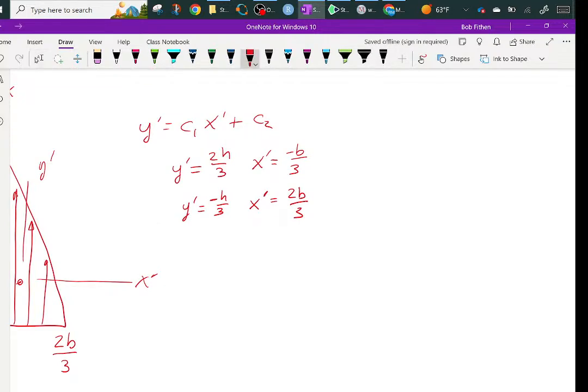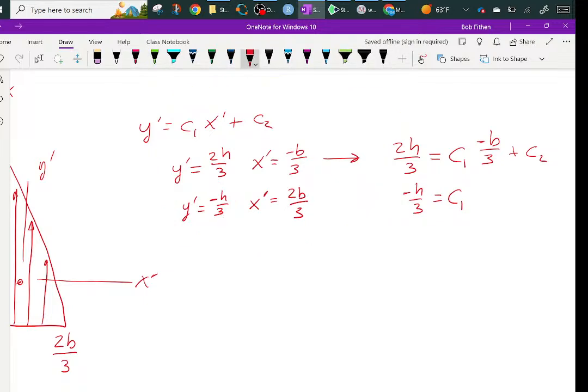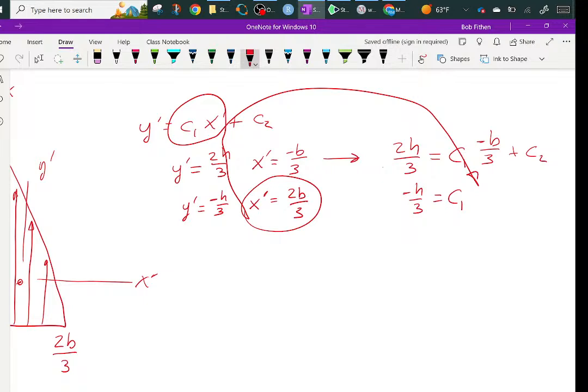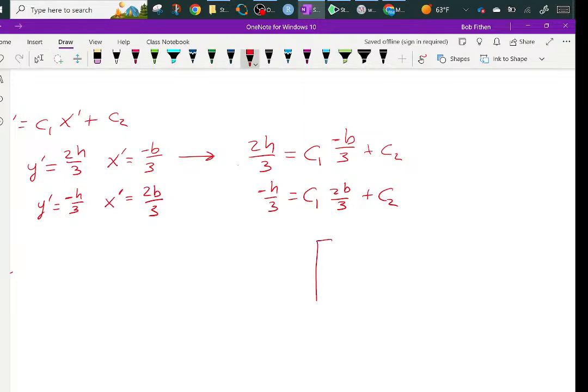So, if I put in the y prime, I'm going to do this one first. 2h over 3 equals c1 times x prime, which goes in there, minus b over 3, plus c2. And then I get another equation which says y comes from here, minus h over 3 is equal to c1, and the value of x prime comes in right here, 2 base over 3 plus c2. If you want to, you can form this in a matrix, and you can start seeing why this is not a fun thing. I'll show you a much easier way to do this in a second.